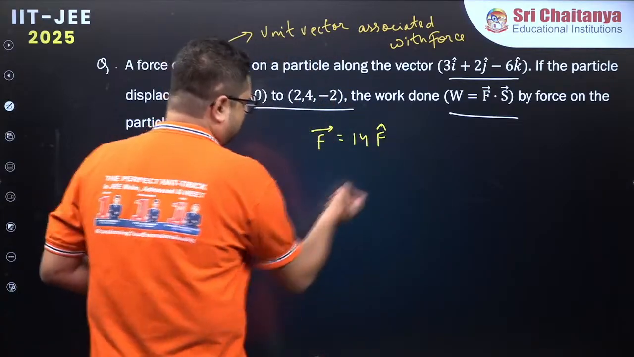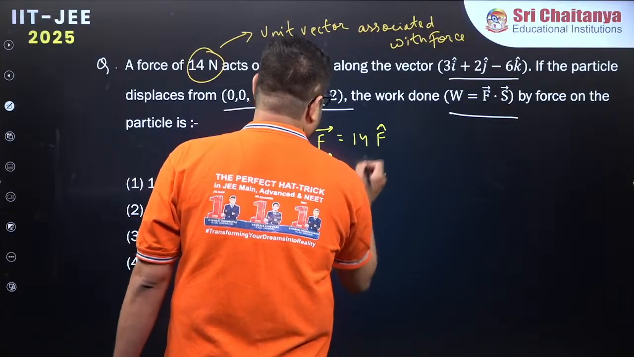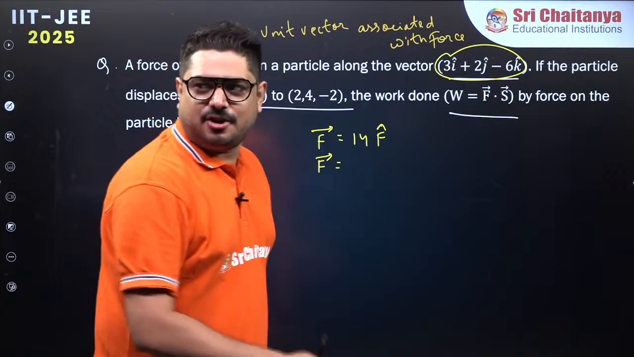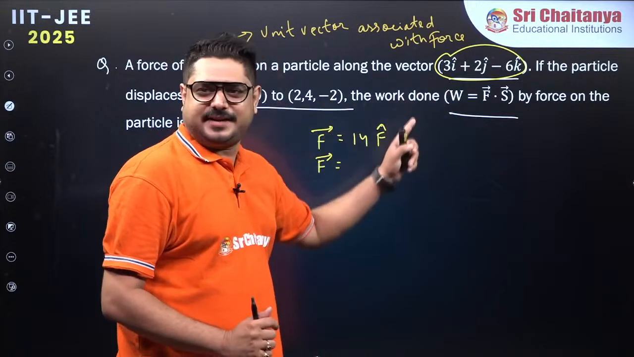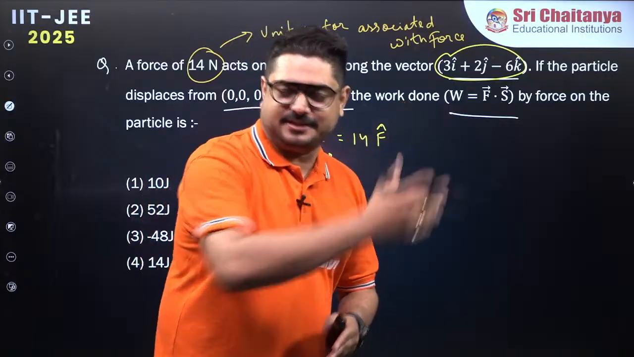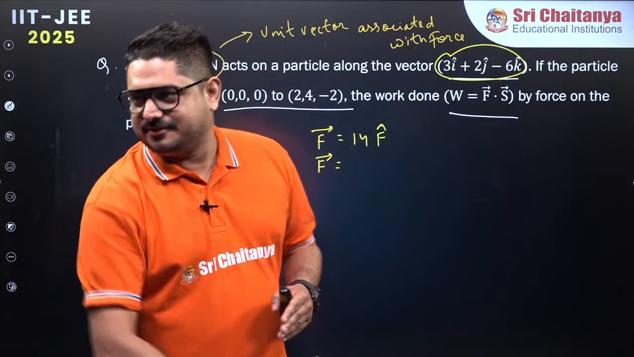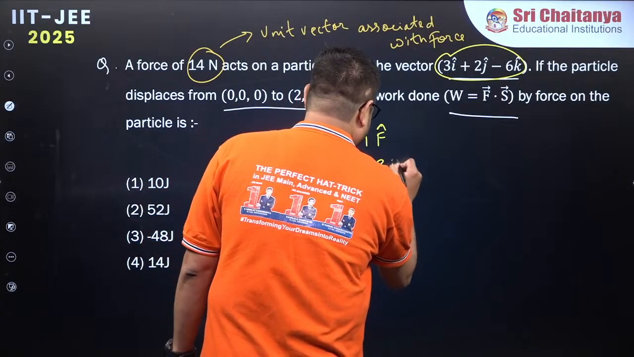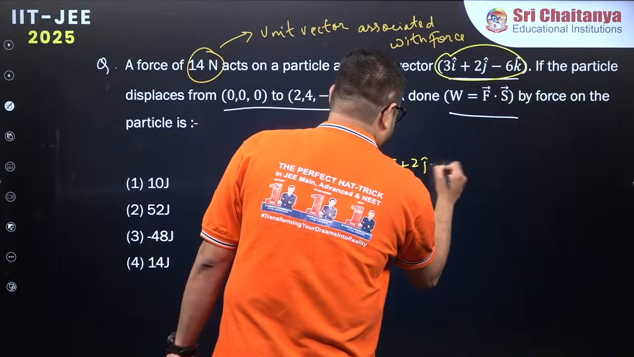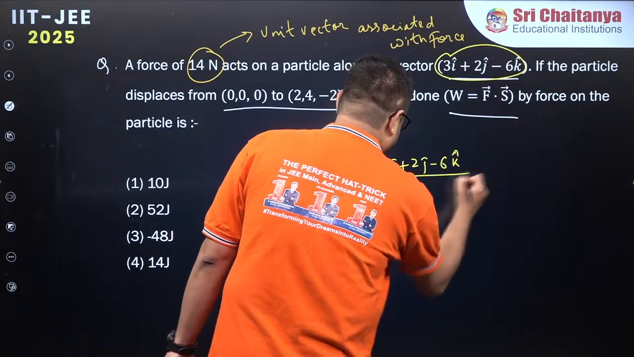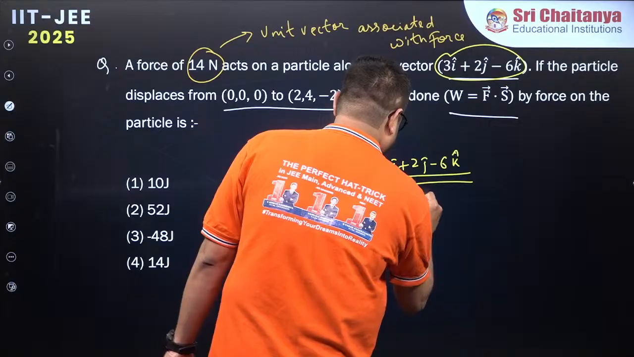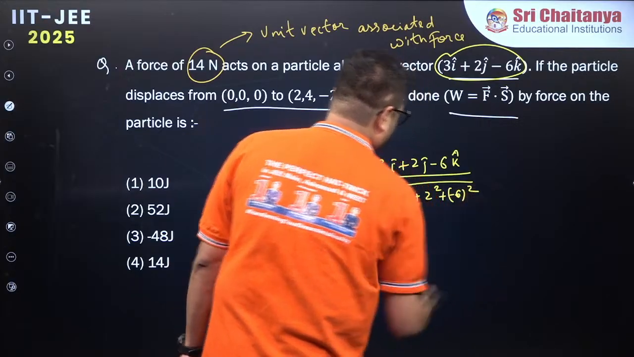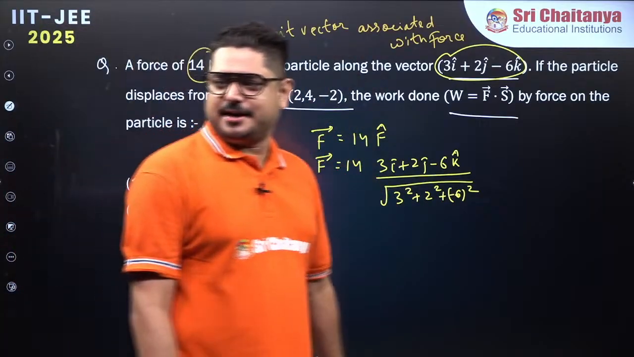So now, what is the magnitude? 14. What is the direction? That's why they have given you this vector to find out the direction of this. Force vector is along this vector. So the direction has to be along that vector itself, isn't it? So now you can write it down as 14 into 3i cap plus 2j cap minus of 6k cap divided by square root of 3 square plus 2 square plus minus of 6 square, isn't it? Yes or no, everyone? That's how you have to write it down, isn't it?